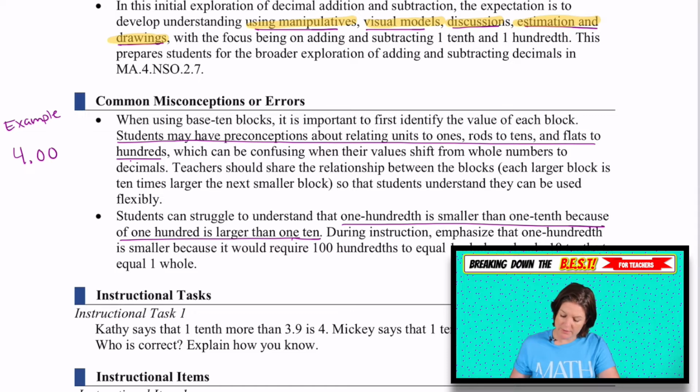Okay, then in the common misconceptions or error section on this, it says that students may have preconceptions about relating units to ones. So the units, the little small cubes, being considered the ones for so long, the rods to tens, and the flats to 100s. And now what we're doing is changing that.